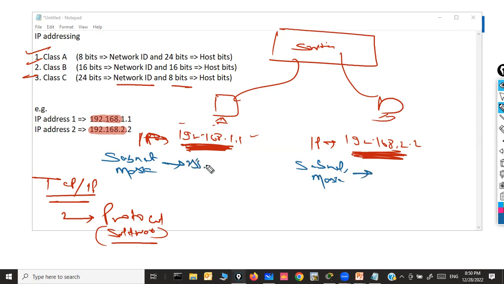Let's say the subnet mask is 255.255.255.0, and here again 255.255.255.0, in decimal. Today I'm also going to cover binary to decimal conversion and decimal to binary conversion, so you will understand it in a proper way. But for now, let's take the decimal value. So if the subnet mask is 255.255.255.0, and here again 255.255.255.0.